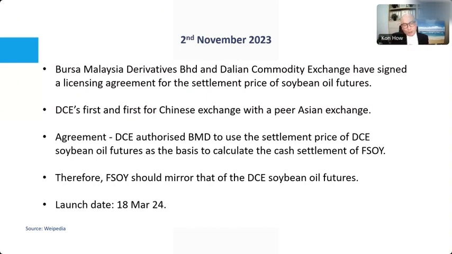So what it means is that when the contract starts, it will have its own pricing in the Malaysian market. Of course, foreign participant traders will come in and make their own price, but they are always mindful that at the end of the contract, it has to be based on DCE. So as it heads towards the end of the contract, the pricing mirrors and cannot be too far off, but the FSOY will have its own dynamic. The launch date is on 18th of March 2024.